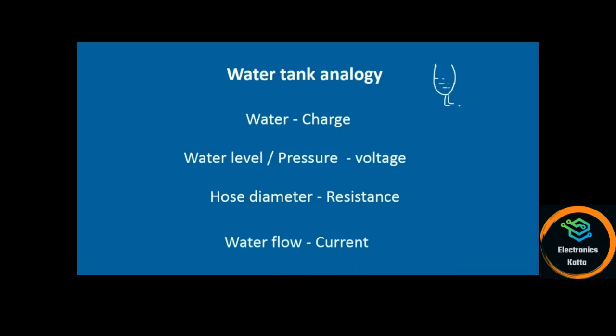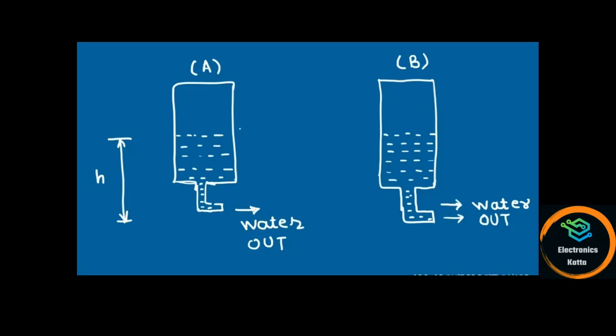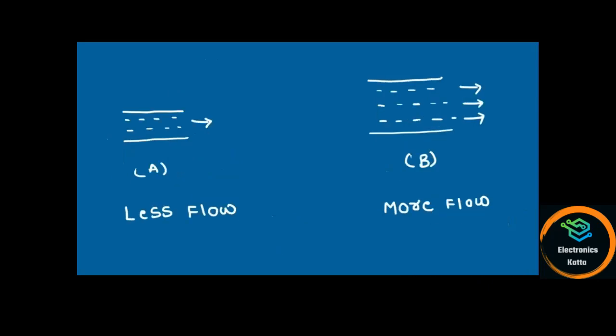Now let's take one example. Here we have two water tanks which contain an equal amount of water, but both tanks have a different diameter of hose pipe. Definitely the tank which has a larger diameter hose pipe will have more flow of water. In the second case, where the diameter of the hose pipe is small, the flow of water will be less because the water will observe more resistance through this lower diameter hose pipe. When it flows through a larger diameter hose pipe, it feels less resistance.